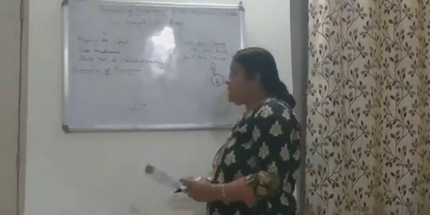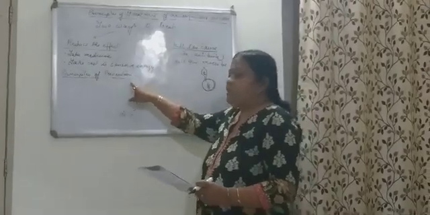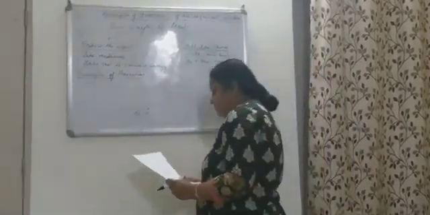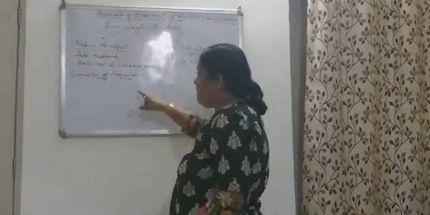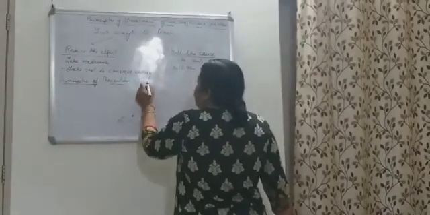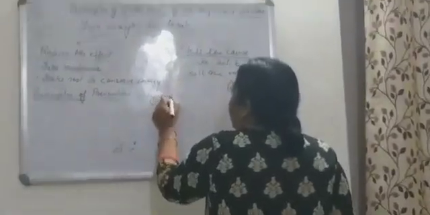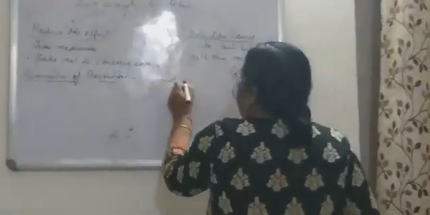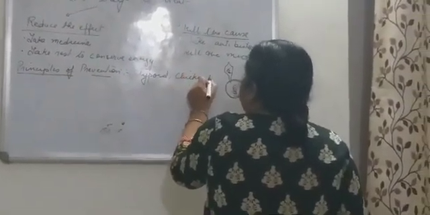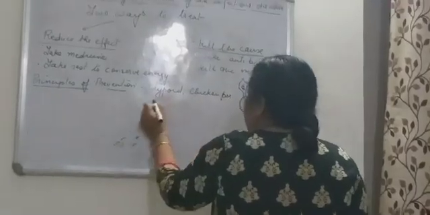So now first let us see the principles of prevention of these infectious diseases. Some principles of prevention against these contagious diseases, for example, typhoid, chickenpox, tuberculosis.